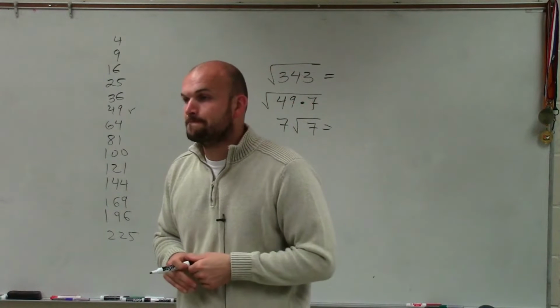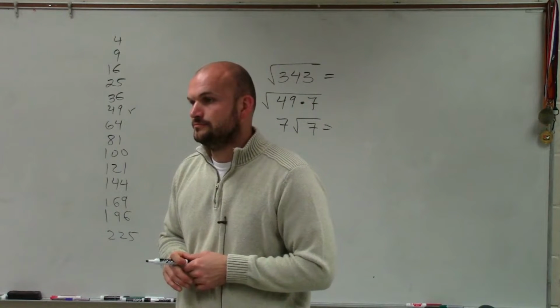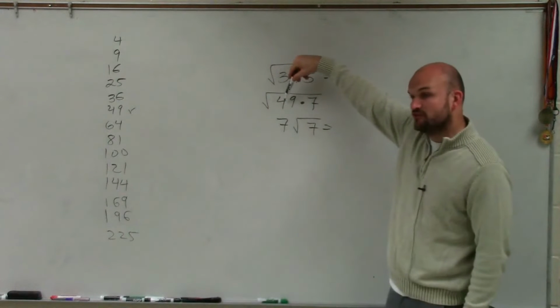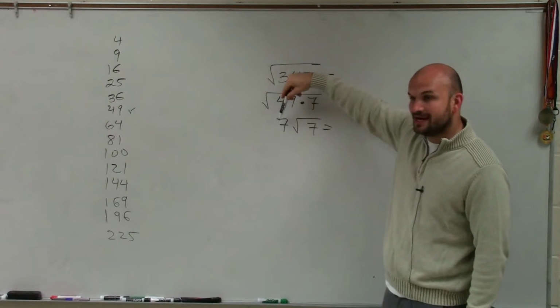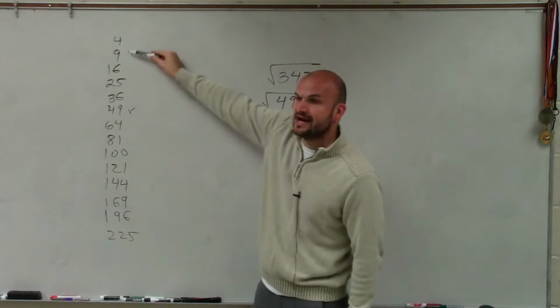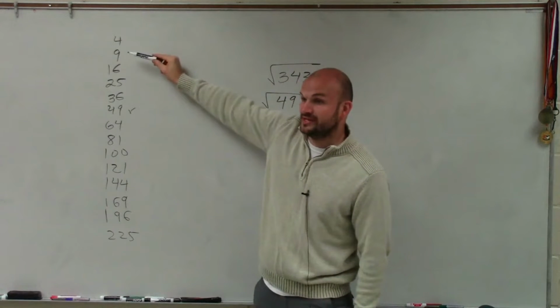Yes? How do you know which number to put on the outside and which one to put inside? I'm not putting a number on the outside. I'm taking the square root of 49. The square root of 49 is 7. I can't take the square root of 7; it's not a perfect square, so I can't take the square root to get an even integer.